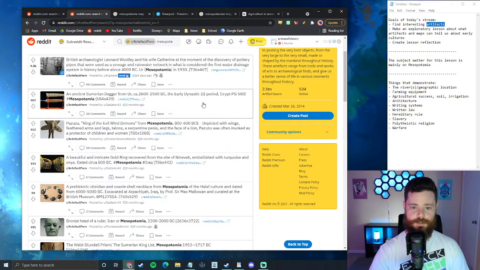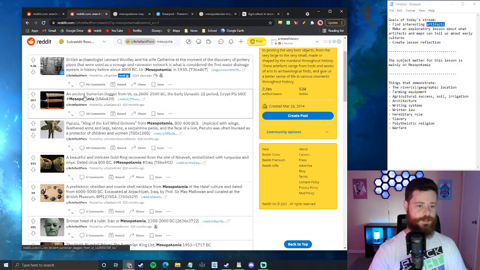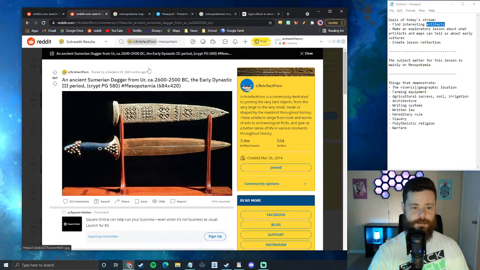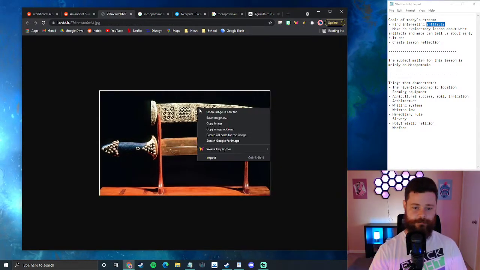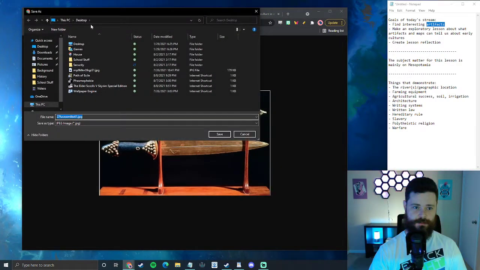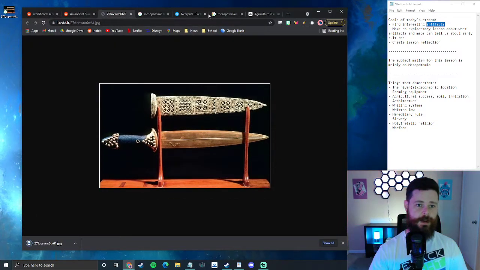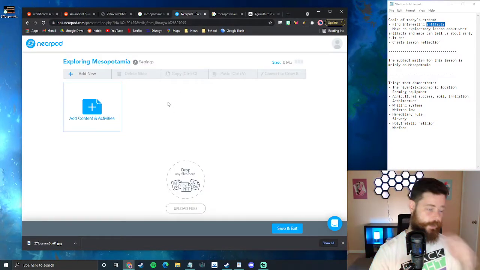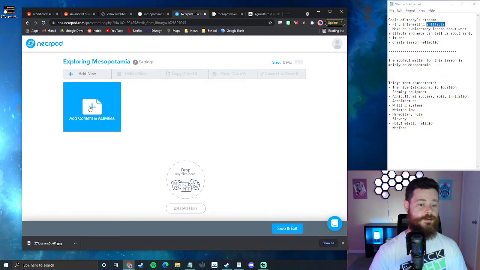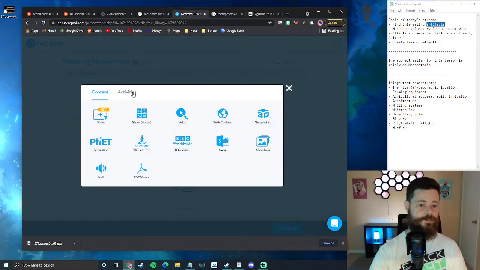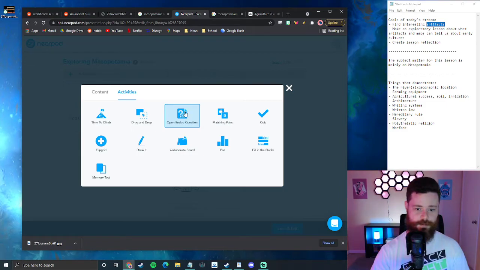Okay, so this one right here looks like a pretty good option for me, because it's an ancient Sumerian dagger. And what I would be able to do with this, if I save it, let's save it to desktop, yeah. Okay, I would be able to put it in here in NEARPOD, and then they would, well, let me go ahead and do the prompt for this.